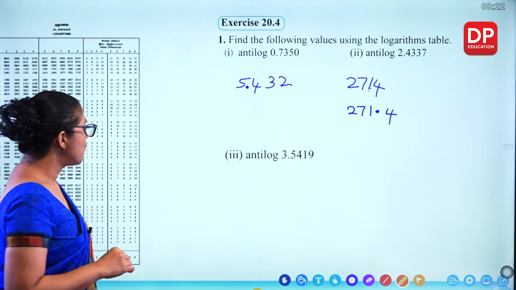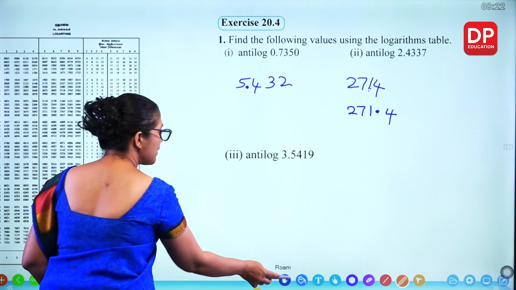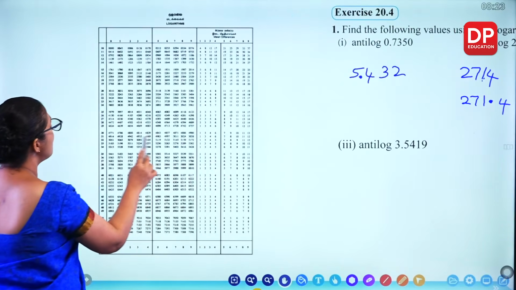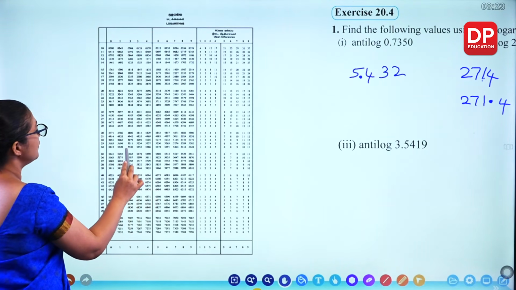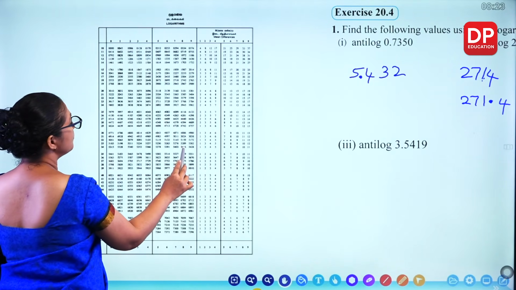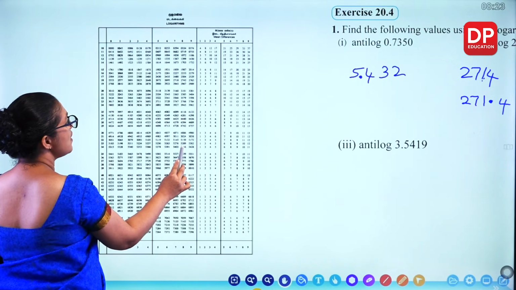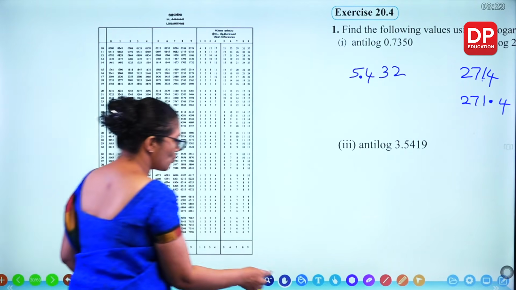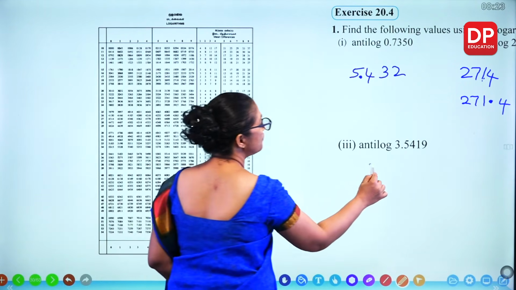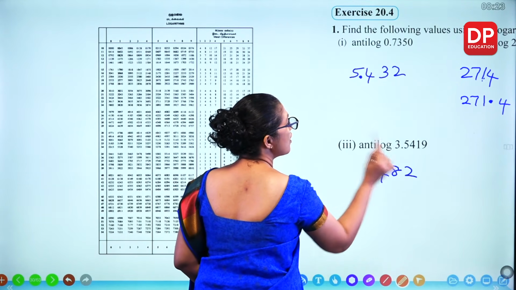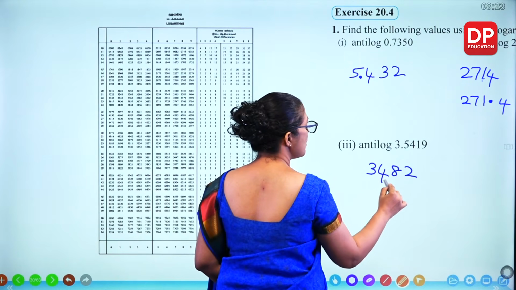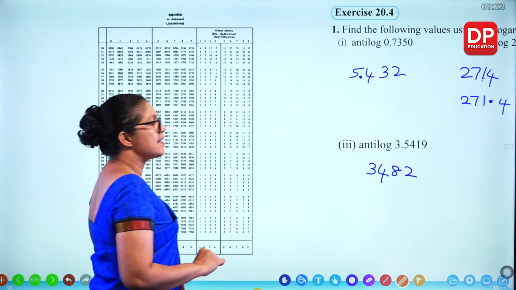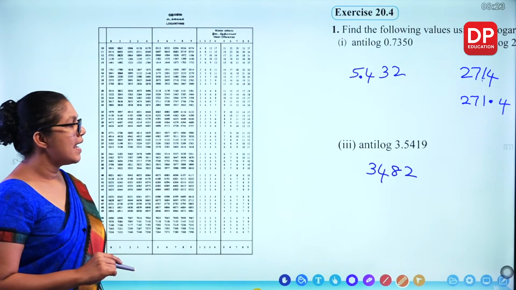3.5419. 5419. Look at the first table. Look carefully. 1, 6 is there. You need another 3. That's 2. 3482. Characteristic is 3. That means you are moving the decimal place 3 places to the right. 1, 2, 3. Answer is 3482.